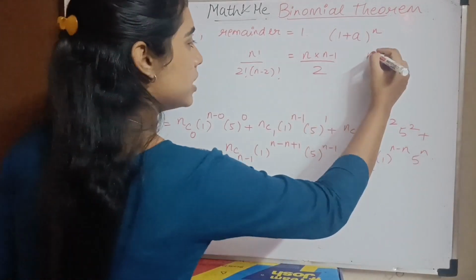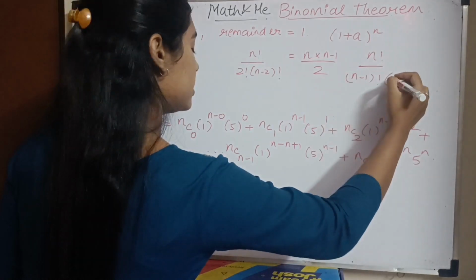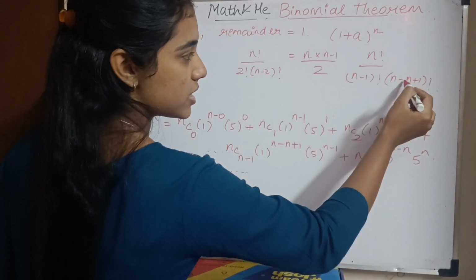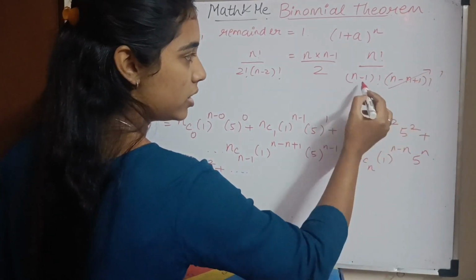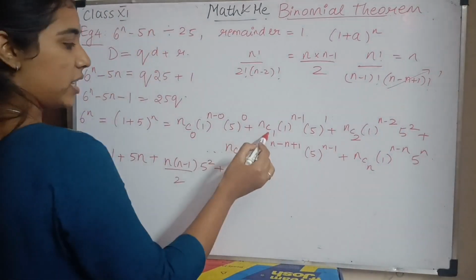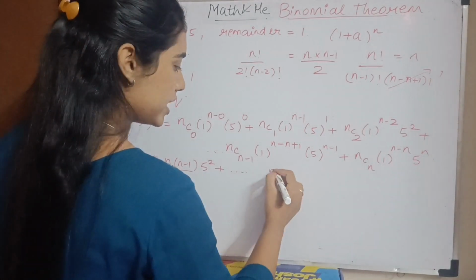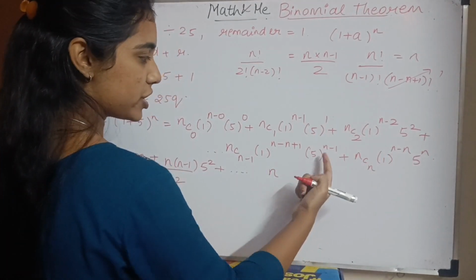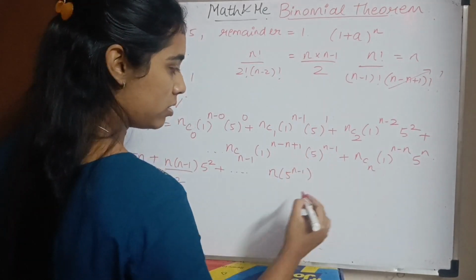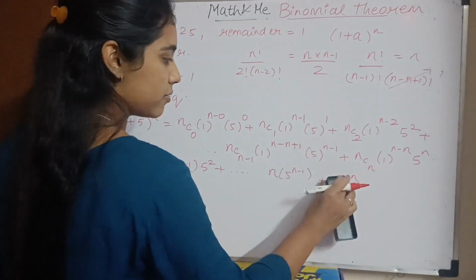nC(n-1) is n factorial divided by (n minus 1) factorial times (n minus n plus 1) factorial. So this is nothing but 1 factorial, which is 1. Then I have (n minus 1) factorial. So this is nothing but n. The second term and the second last term are always equal. So this is also n. What is my coefficient? My coefficient is 5 to the n minus 1, and then plus 1 times 5 to the n, which is 5 to the n.